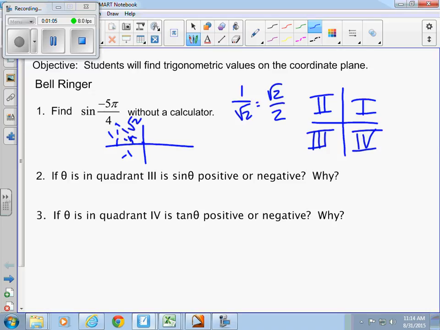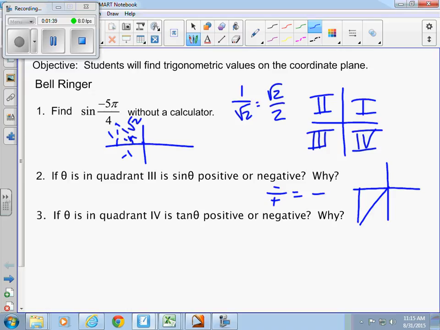Any questions about that? If theta is in quadrant 3, is sine positive or negative? So you're in quadrant 3. Why would sine be negative? Hypotenuse is always positive, opposite is negative. So opposite over hypotenuse is negative over positive. Any questions about that one?